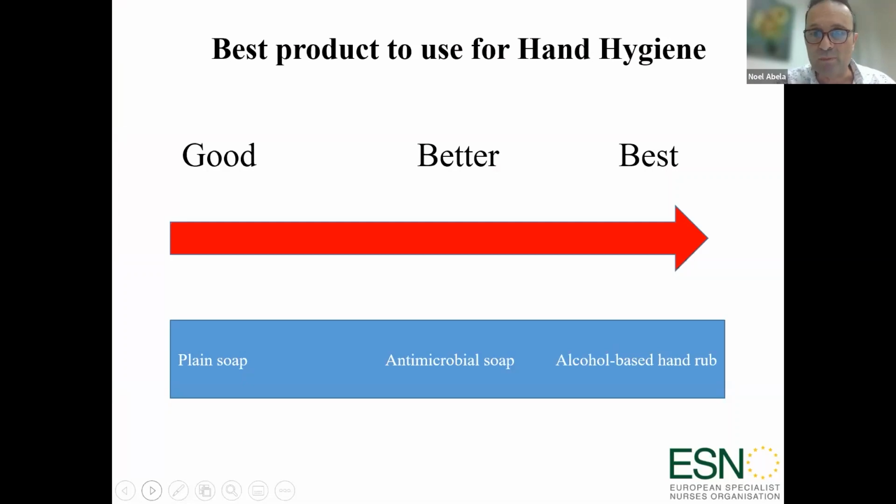It takes less time than soap and water, and we know that the biggest hurdle for healthcare workers for not performing hand hygiene is we don't have much time. We don't have enough time. And therefore, alcohol hand rub is the best product, not only because of time, but also it kills bacteria. It kills the microorganism, not like soap and water, because soap and water doesn't kill bacteria. It only flushes the bacteria down the drain.